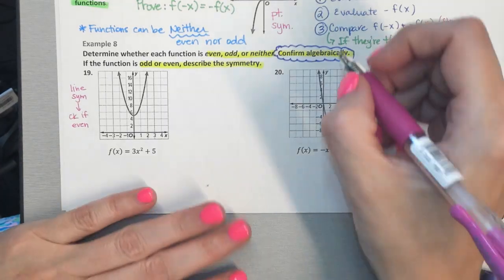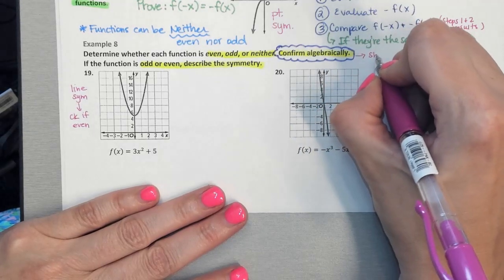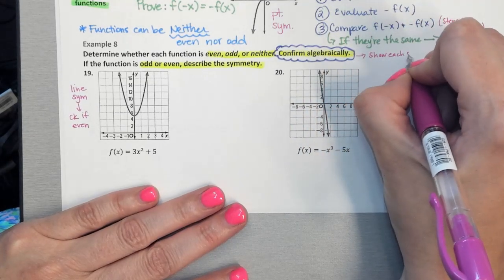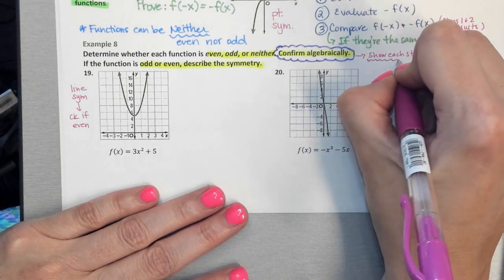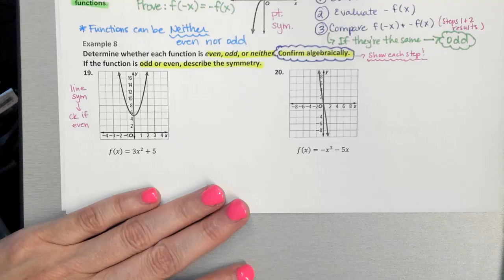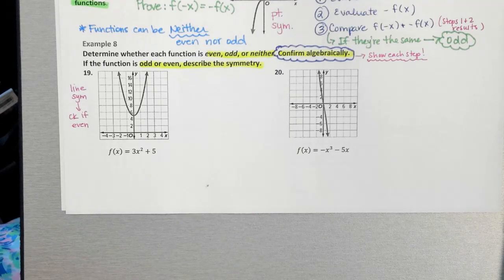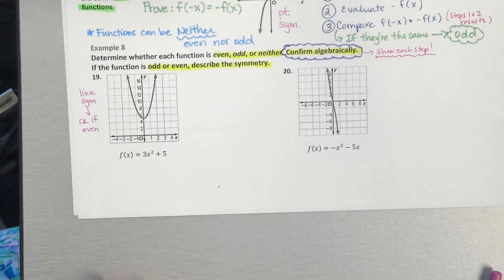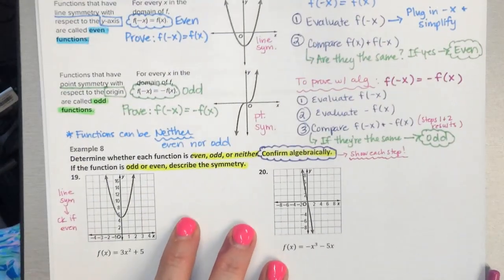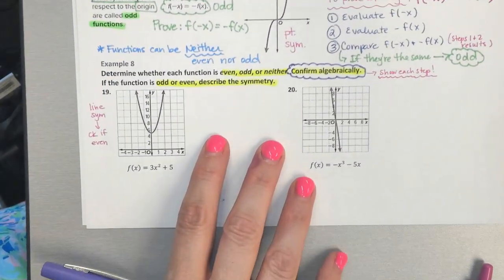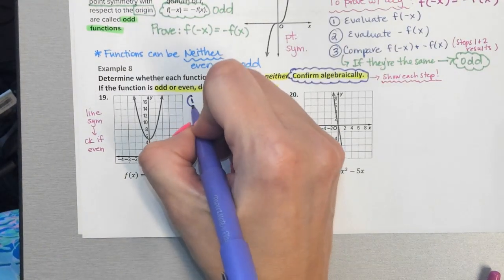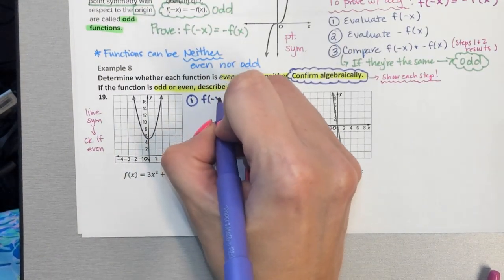Okay, when you're confirming algebraically, you have to make sure you show each step. Again, this is another one of my notes. This means that's something I'll be checking for on your quiz when you do that. Okay, so our check with algebra. If I'm checking for even, I'm using my notes, I'm looking at my step. The first thing says to evaluate f of negative x. Okay, so step 1, we're going to evaluate this.